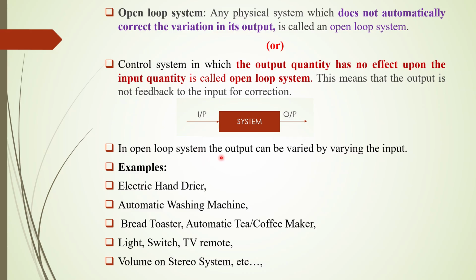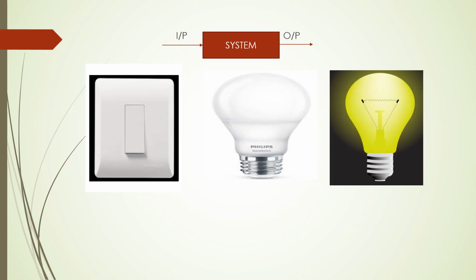In an open loop system, the output can be varied by varying the input. Examples: electric hand dryer, automatic washing machine, bread toaster, automatic tea coffee maker, light switch, remotes, etc. These are the examples. This is a diagram for an open loop system. This is called the system input and output. There is no feedback here.